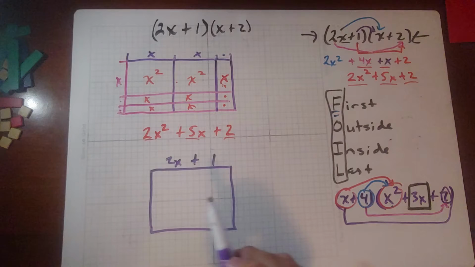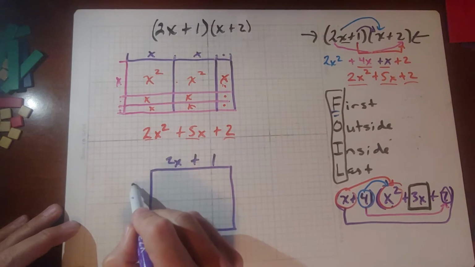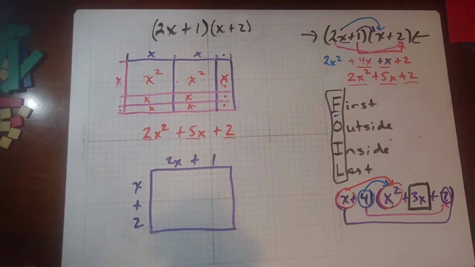So I'll pick up where I left off. On the roof, we have 2x plus 1, and on the wall, I have x plus 2. Okay? Now, I'd like to point something out here. That's why I drew this one up here.